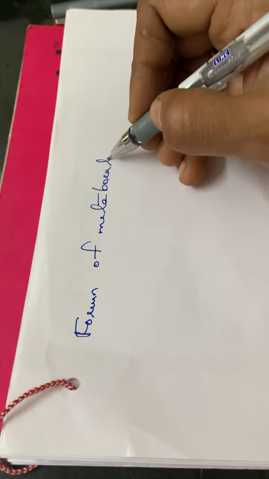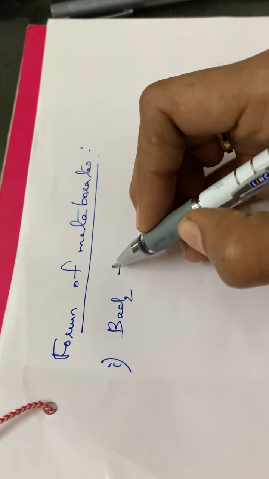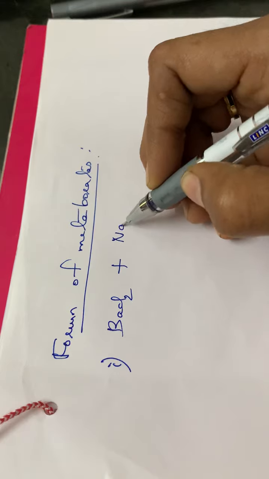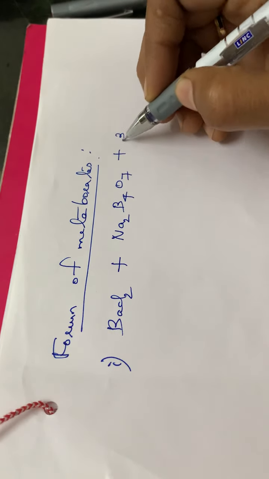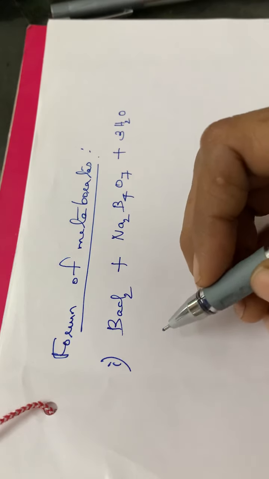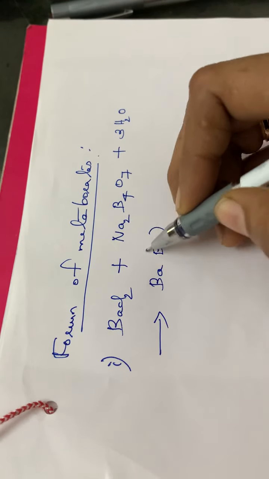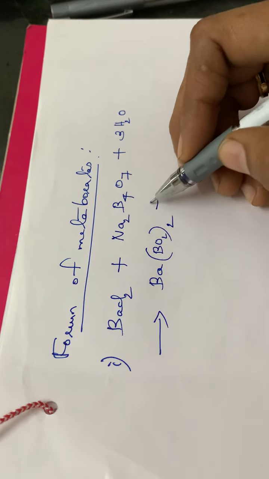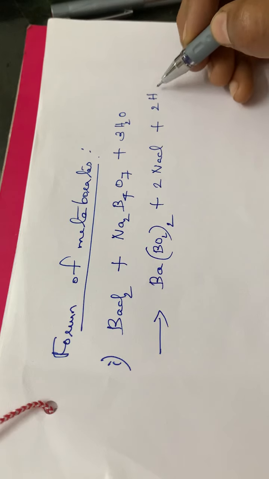Formation of metaborates. First reaction, barium chloride. Some reactions you have to go through. Barium chloride plus Na2B4O7 plus 3H2O, giving barium borate, Ba(BO2)2. Okay, barium borate plus 2NaCl plus 2H3BO3.